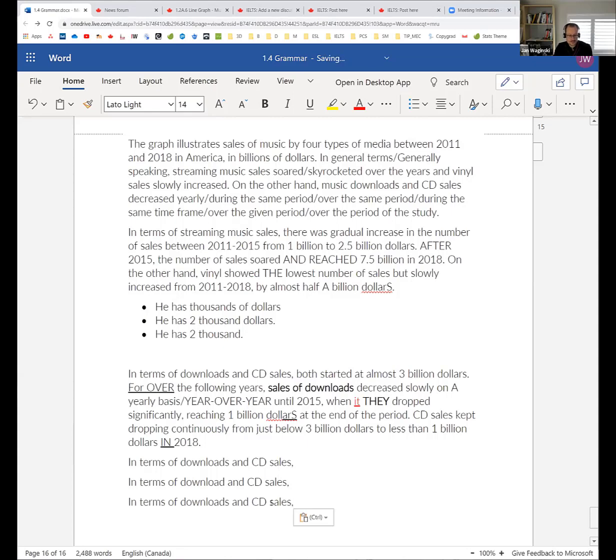In terms of downloads and CDs, in terms of sales of downloads and CDs. Okay, I thought because we put download as a modifier for sales, the second sentence is the only right one, but when we put and, maybe the first one is also right. Open to interpretation.